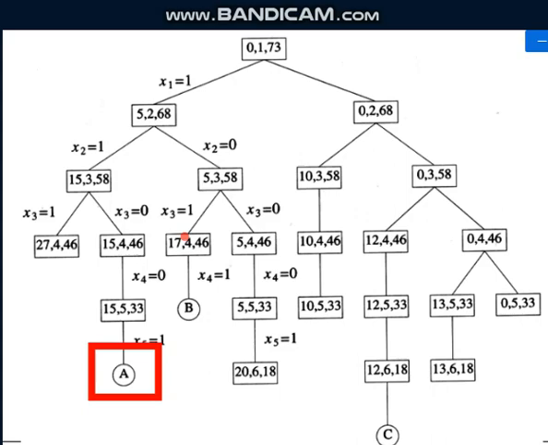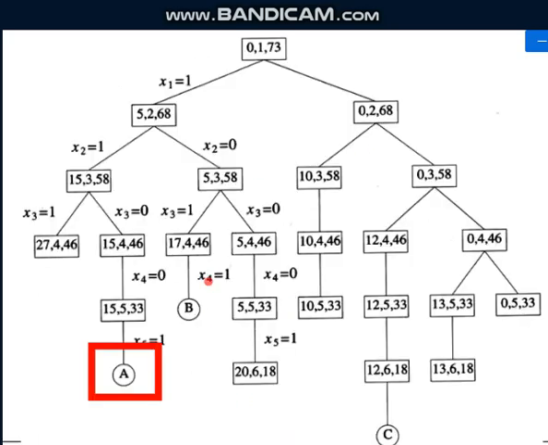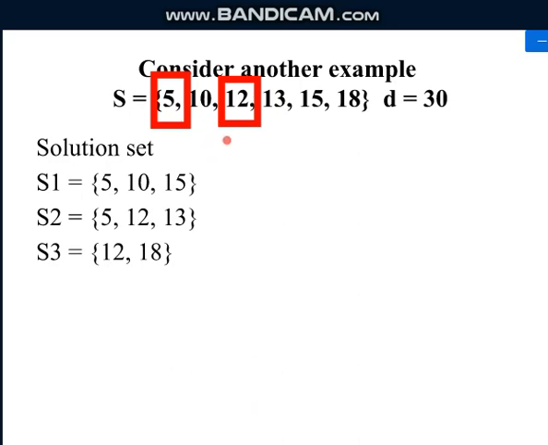So now again if I try to include the next element, what is the next element? The next element is 13. So can I include 13? Yes, I can include 13 because 17 plus 13 will give me 30. So again I found one more solution. So what are the values I have included in the solution set? 5, 12 and 13. So see, x1, x3 and x4. So I have included these three values to get 30.